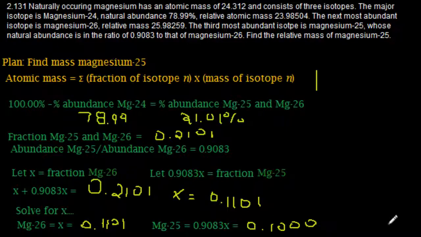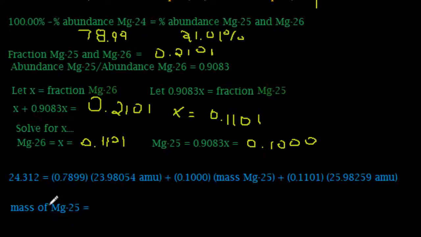And now that we have all these values, we have the natural abundances of each isotope, and we also have the mass of each isotope except for magnesium-25, which is what we want. We can actually fill in our formula now. Here's what I have down. 24.312 is just the atomic mass of magnesium in general, and that's given to us in the problem. And here is the natural abundance and mass of magnesium-24, also given to us in the problem. And this 0.1000 is the natural abundance that we just solved for magnesium-25. This 0.1101 is the x we solved for the natural abundance of magnesium-26, and then 25.98259 atomic mass units for magnesium-26, which is given to us in the problem above.